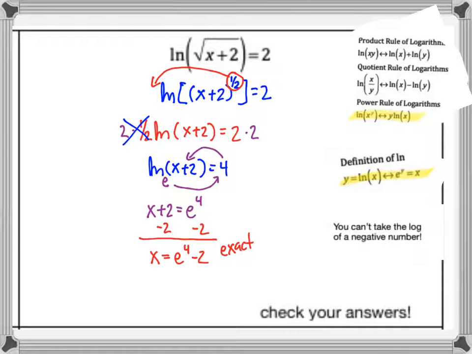And this is, again, going to be our exact solution. Consulting our calculator, this is what it's going to give us. So x is approximately, out to 3 decimal places, 52.598, and this is the approximate. That's how you do that one, and let's take a look at another one.